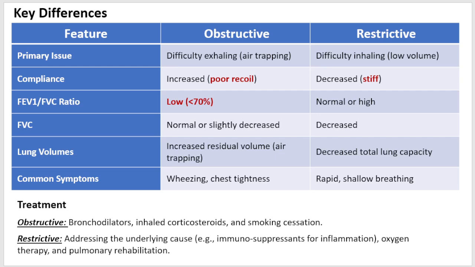Treatment strategies also differ. COPD management focuses on bronchodilators, inhaled corticosteroids, and smoking cessation, while the CRPD treatments target the underlying cause, whether it's inflammation, neuromuscular dysfunction, or structural deformity, and may include immunosuppressants, oxygen therapy, and pulmonary rehab.